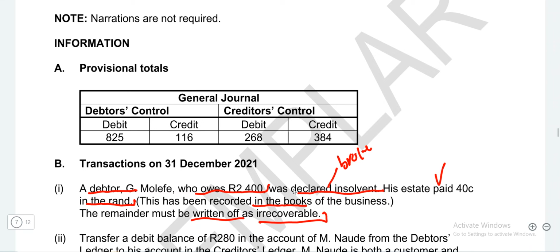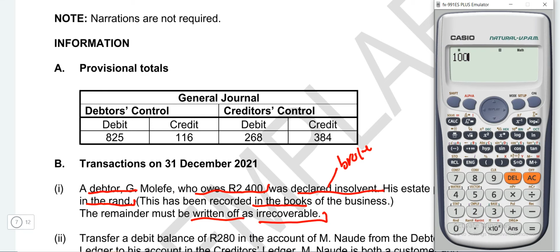So the reason why I'm saying 60 cents is because if you try to calculate this, 100 minus 40, you are left with 60. So it means that he cannot pay 60% of what he's owing us. So if you say 2,400 multiplied by 60 divided by 100, it is going to give you 1,440. So this debtor, G Molefe, will not be able to pay us 1,440. So we need to remember, how exactly are we going to record this in the books of the business?